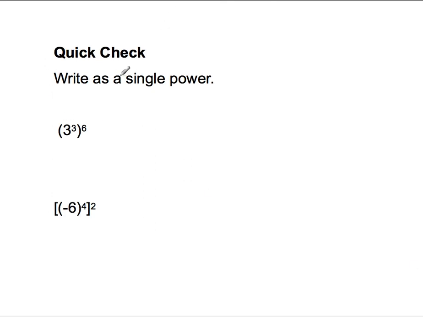So here's a quick check. Just pause your video, you try it first, and then press play and see if your answers match mine. So again, I have a base to two exponents, so I multiply them. And I have a base of -6 to two exponents, so I multiply them. And that's about it.